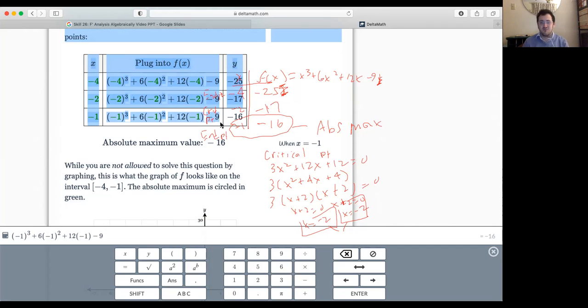So these are going to be your main types of Delta Math examples, and definitely make sure that you are using that scientific calculator very well, because that does come in quite handy.